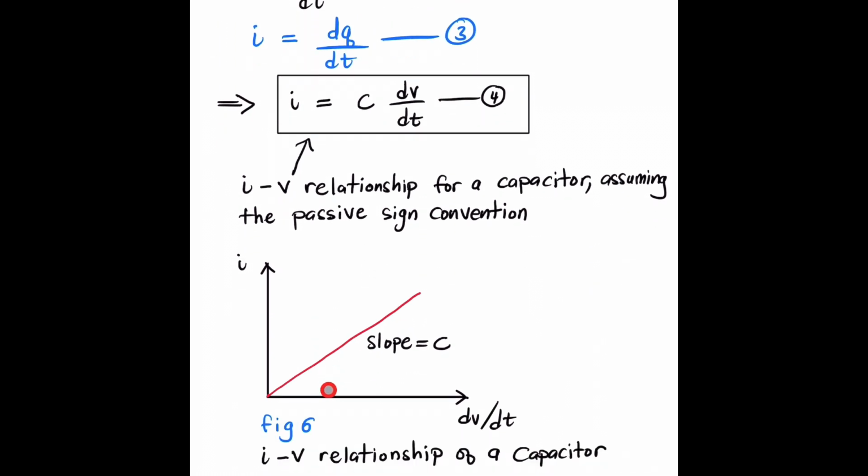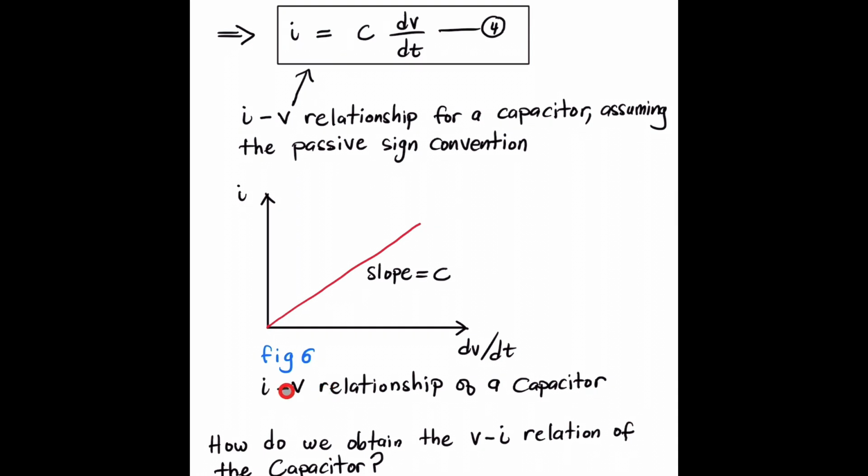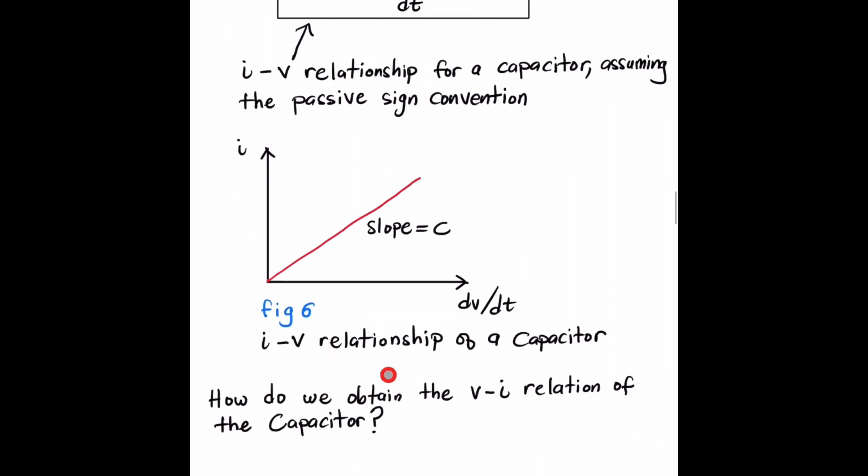And this figure 6 is the current-voltage relationship of a capacitor. So on the y-axis you have the current, and on the x-axis you have dv/dt, and the slope is equal to the capacitance.